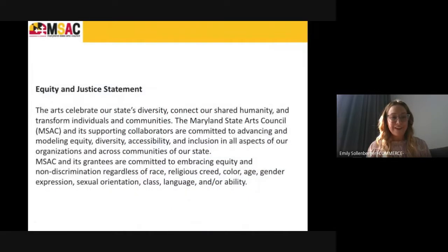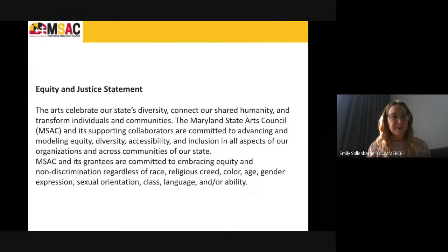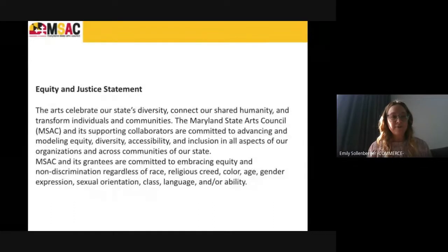Okay. And then we always start our Maryland State Arts Council public meetings with grounding documents. The first is our equity and justice statement, and I'm going to read this aloud for accessibility. The arts celebrate our state's diversity, connect our shared humanity, and transform individuals and communities. The Maryland State Arts Council and its supporting collaborators are committed to advancing and modeling equity, diversity, accessibility, and inclusion in all aspects of our organizations and across communities of our state.